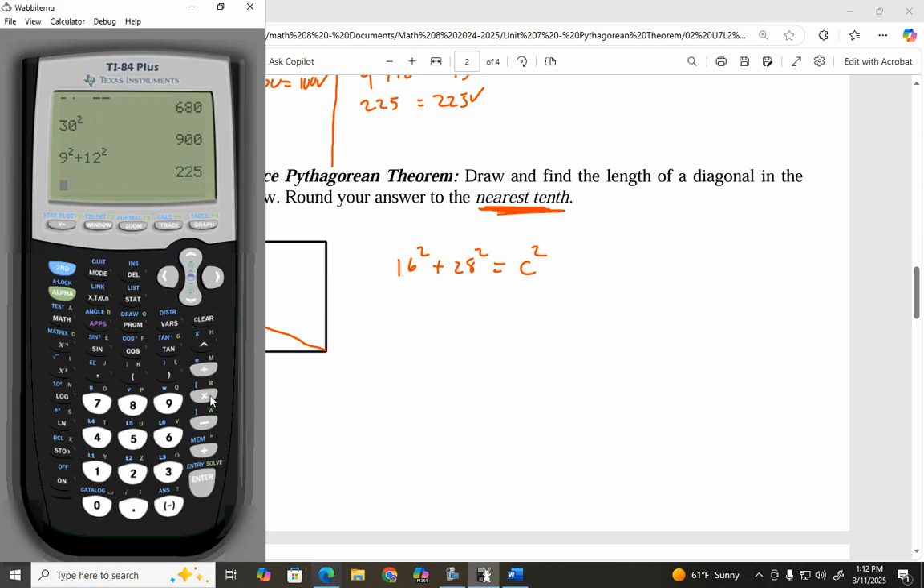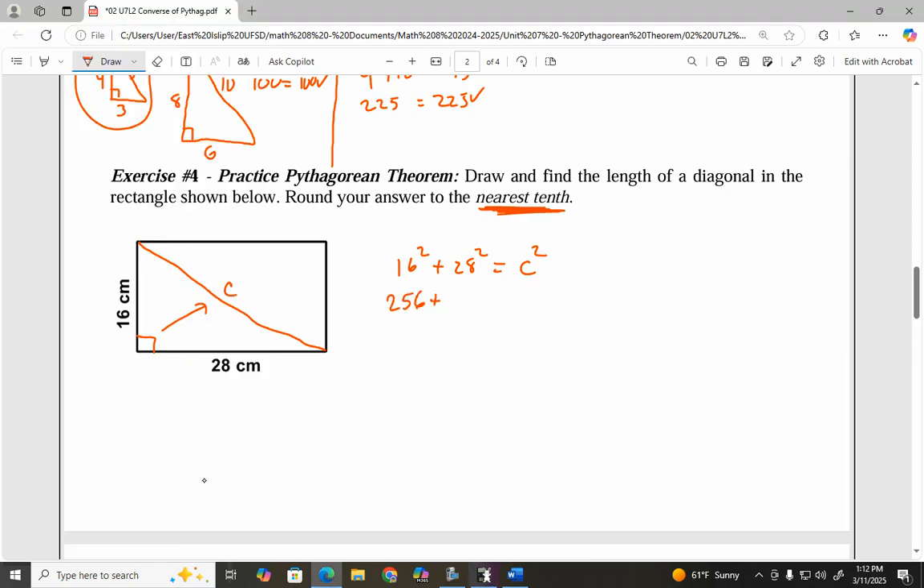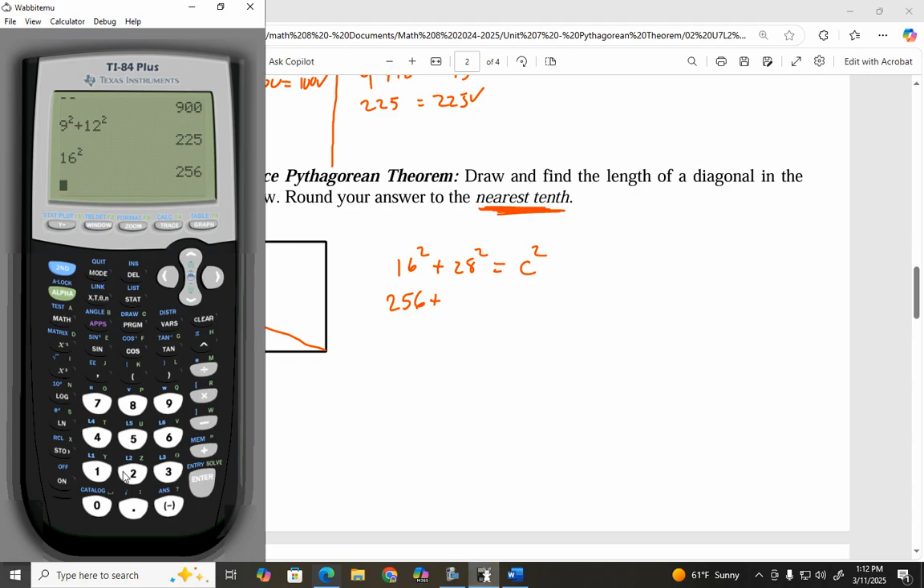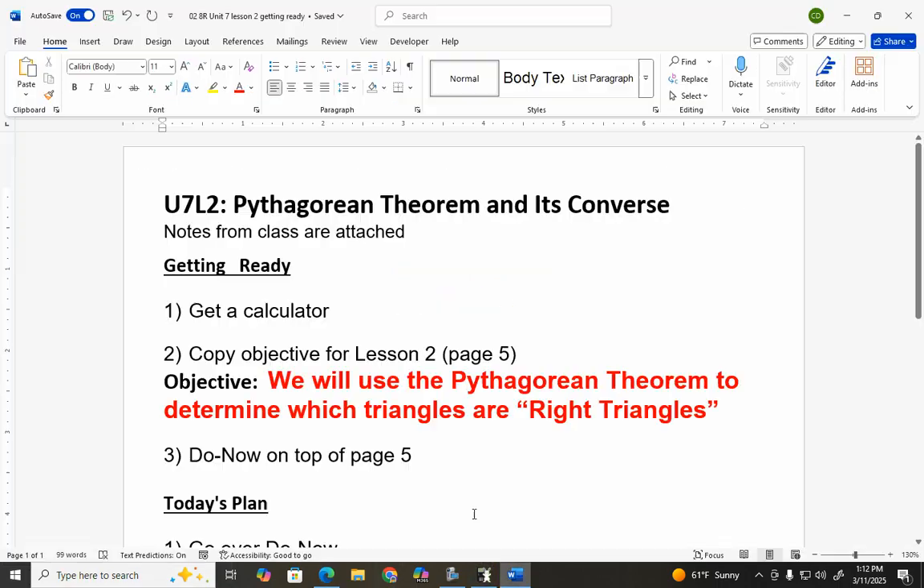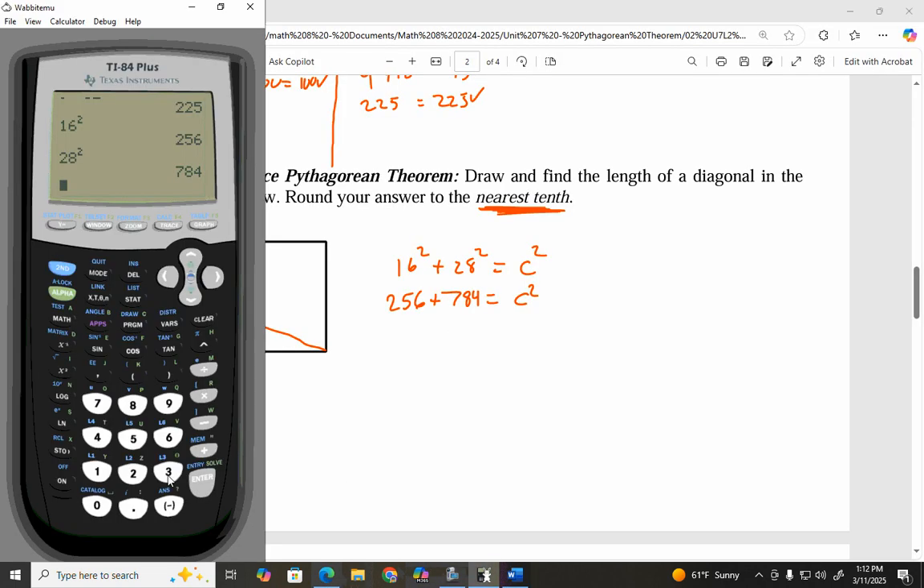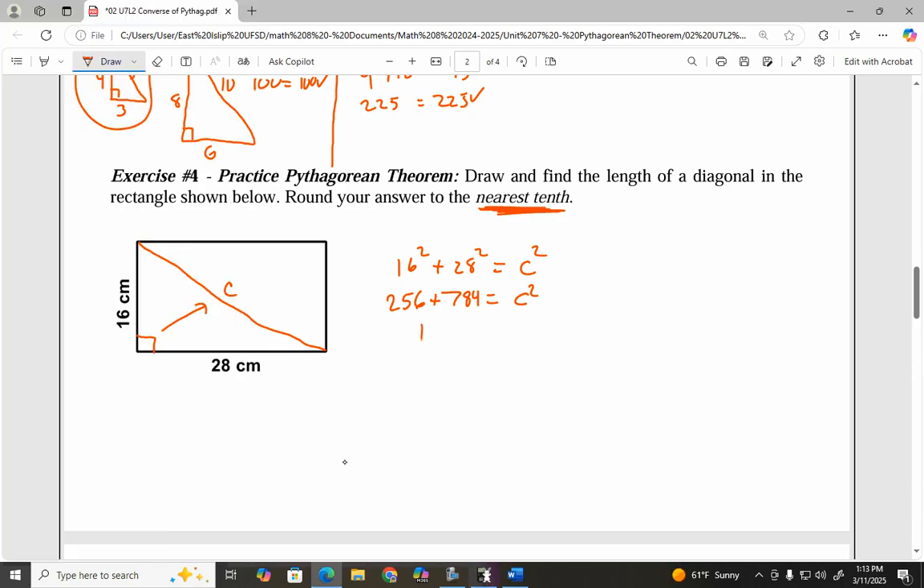So 16 squared is 256. 28 squared is 784. When I add 256 and 784, I get 1040.